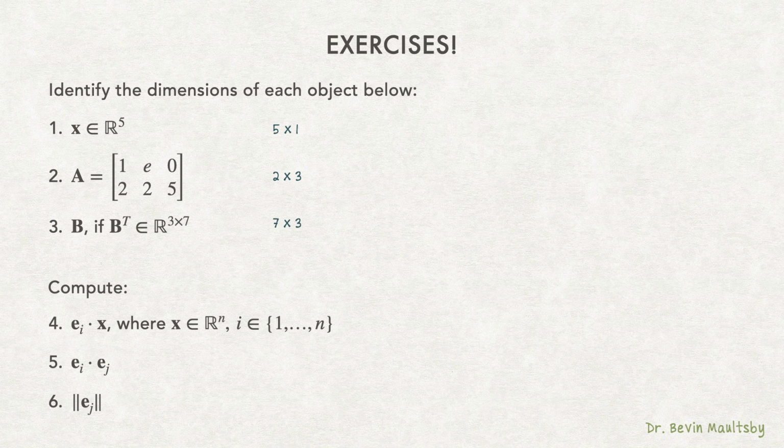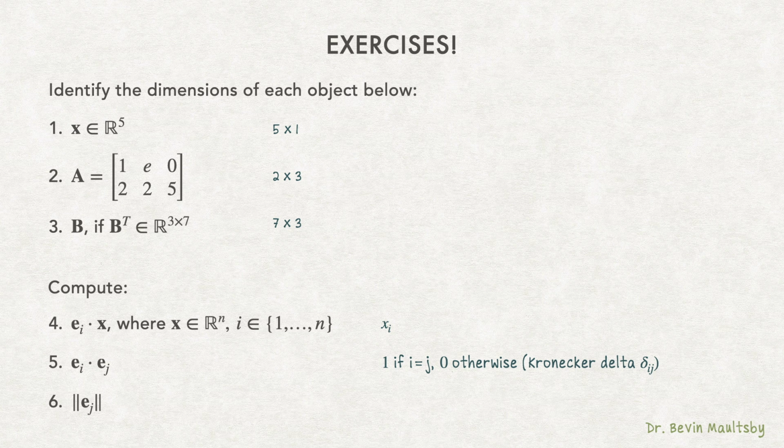Now take a moment to compute the vector operations in 4, 5, and 6. Number 4, if I take any vector x and dot it with the standard basis vector ei, what that's going to do is extract the ith element from x, because all of the other products will just be the entry in x times 0, and the only one that doesn't vanish is xi times 1. If we do ei dot ej, well, it depends. If i and j are actually the same index, it would be 1. Otherwise, it's 0.